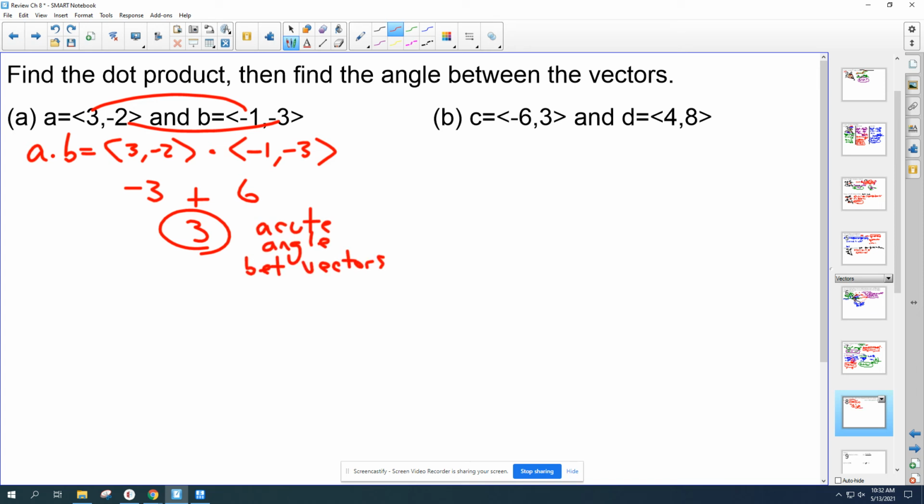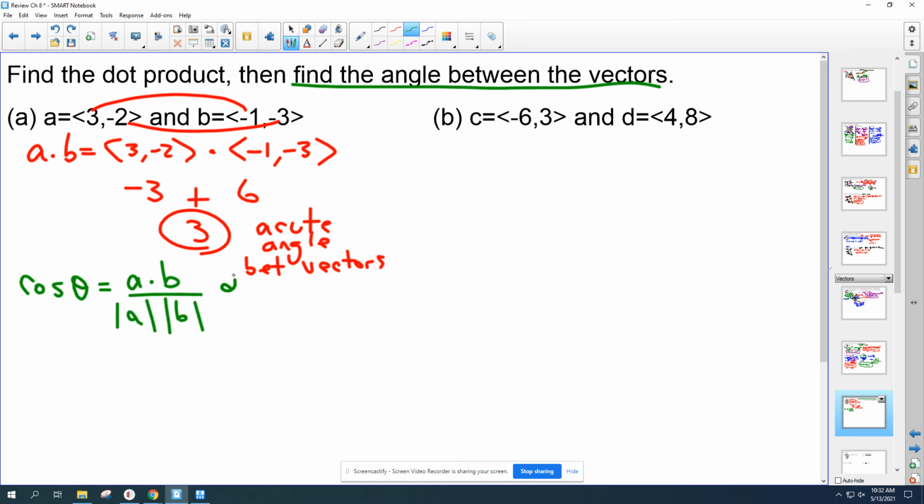But the second half of that question says find the angle between the vectors. Okay, dot product tells me that the answer is going to be an acute angle, something between 0 and 90. But the formula for this looks like this, and people get confused by this, but just remember that we're talking about the dot product over the magnitudes. Dot product of the two vectors divided by the magnitudes of each vector.